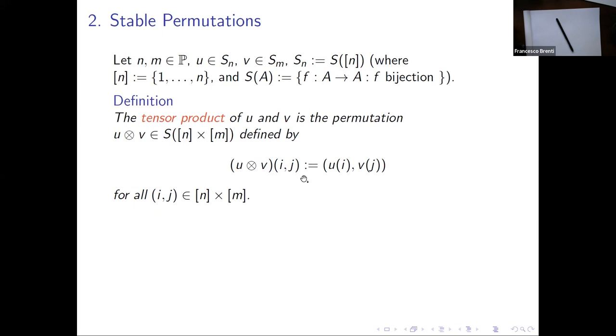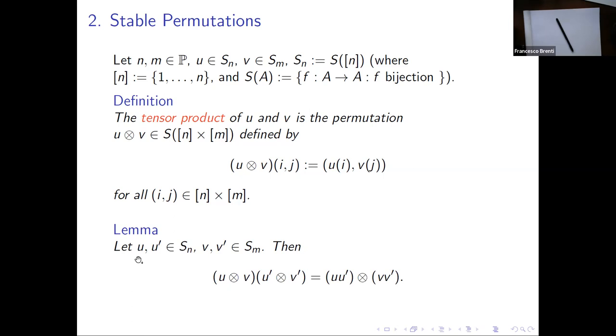What does it do to a pair (i, j)? It's (u(i), v(j)). So u acts on the first coordinate and v acts on the second coordinate. And it's a very simple observation that if you have u, u' in S_n and v, v' in S_m, then (u tensor v) times (u' tensor v') is going to be uu' tensor vv'.